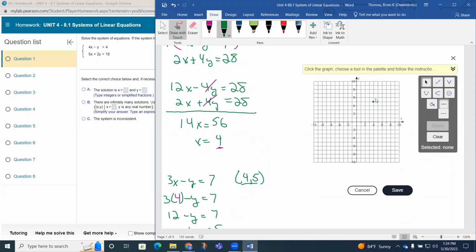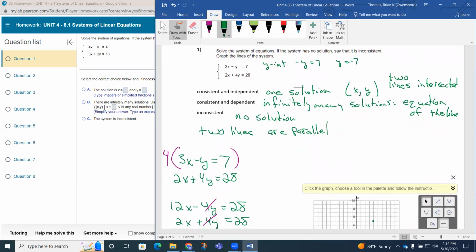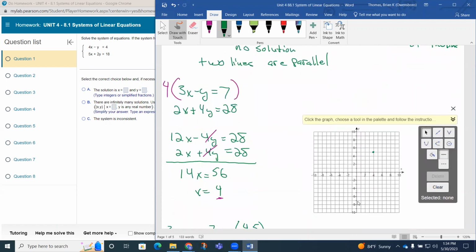What I need is a second solution. The second solution would be what we could call the y-intercept. So if I can find the y-intercept, all I have to do is set x equals 0 and solve for y. So if I set x equal to 0, you're going to have negative y equals 7. So y would equal negative 7. So 0, negative 7 would be another point I would be graphing.